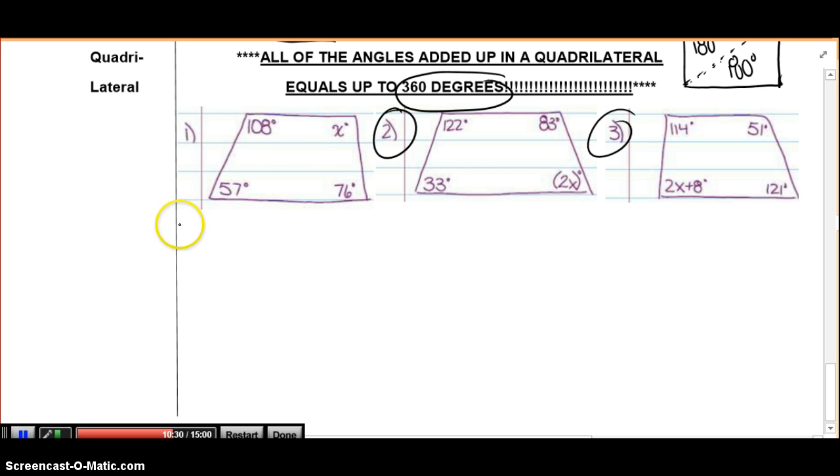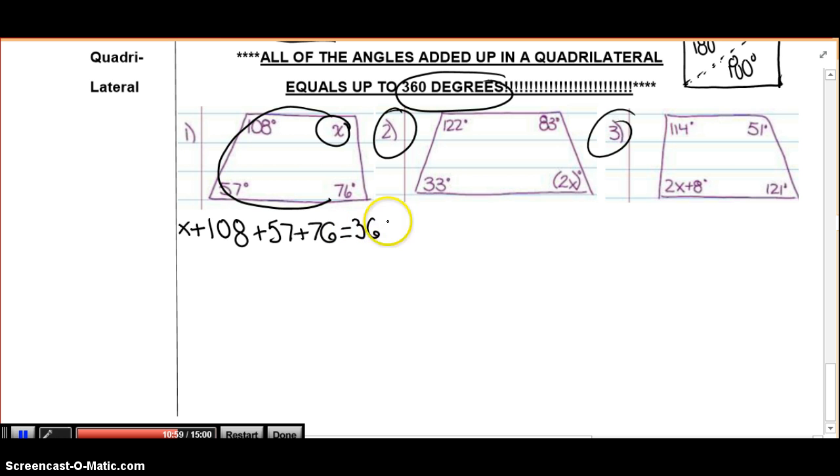I'm going to start with my variable first. I've got x. Then I'm just going to go around in a circle. I'm going to make it easy. If you start just going x to 57 to 76, you're going to get confused, especially when we start tacking on more sides in later chapters. So I'm going to start with my variable, and I'm going to work my way around. So x plus 108 plus 57 plus 76, and when I add all of those together, it's going to equal 360 degrees.